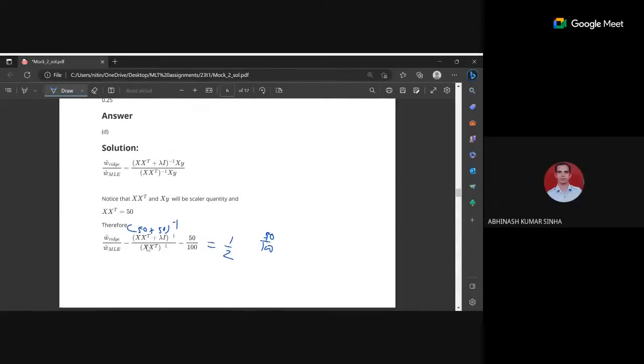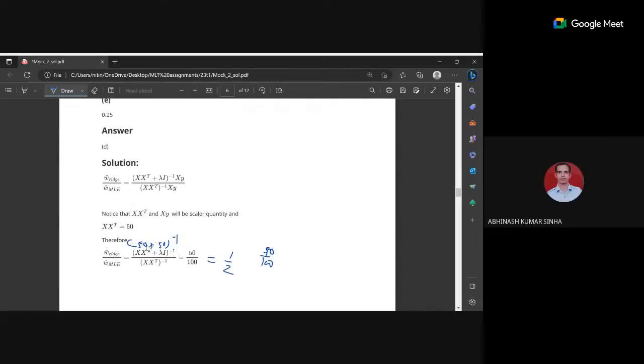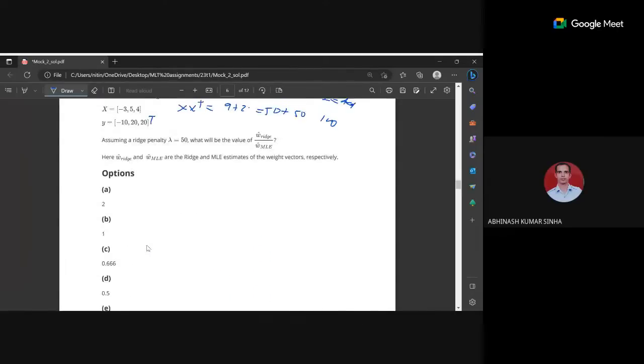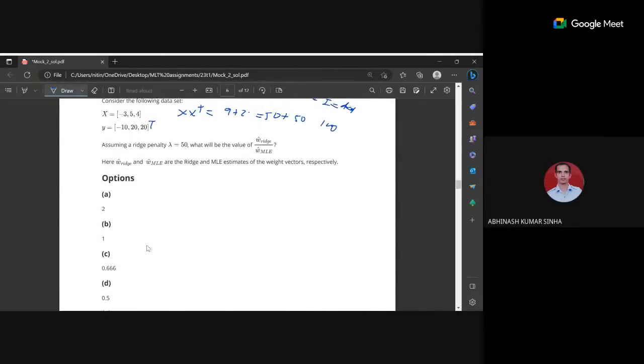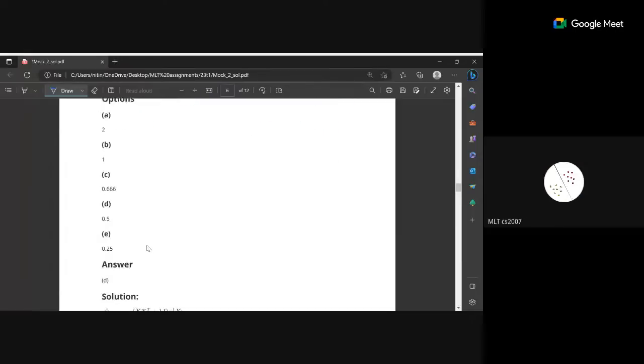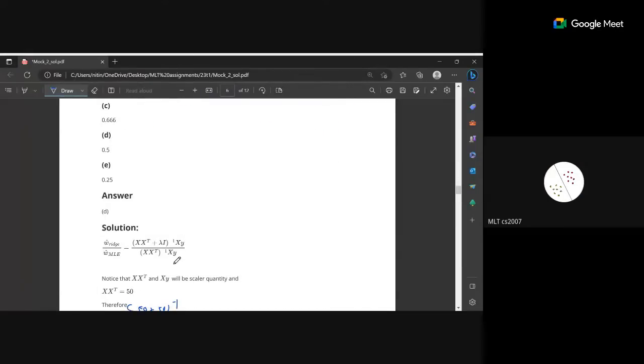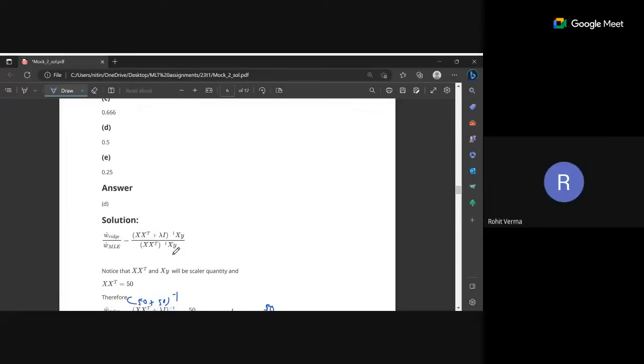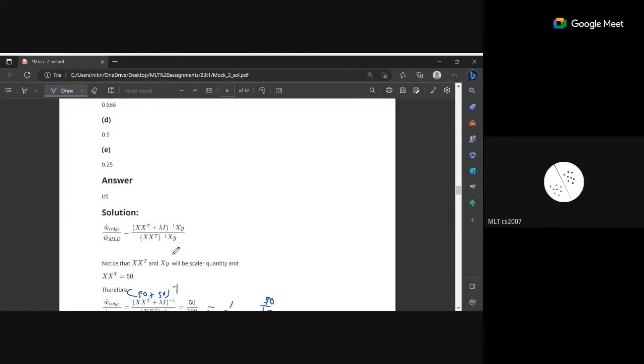Sometimes more information leads us to confusion. If the Y value were not there in this question, then we could easily solve it. Even if it is given here, if you do the calculation, it won't affect the answer. It's just extra calculation you are doing.